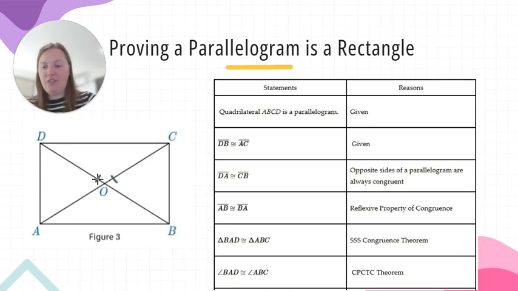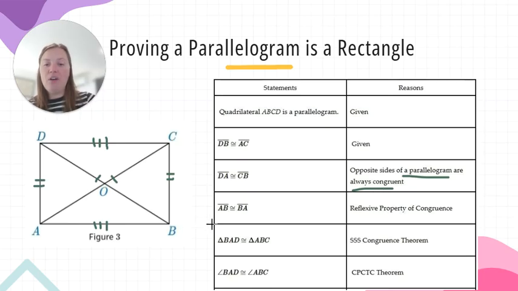Okay, and these are kind of off kilter, but we know that these two are equal to each other. Now, by definition of a parallelogram, opposite sides are always congruent. So that tells us that DA and CB, and then DC and AB are congruent to each other, right? That's by definition of a parallelogram, opposite sides are congruent.